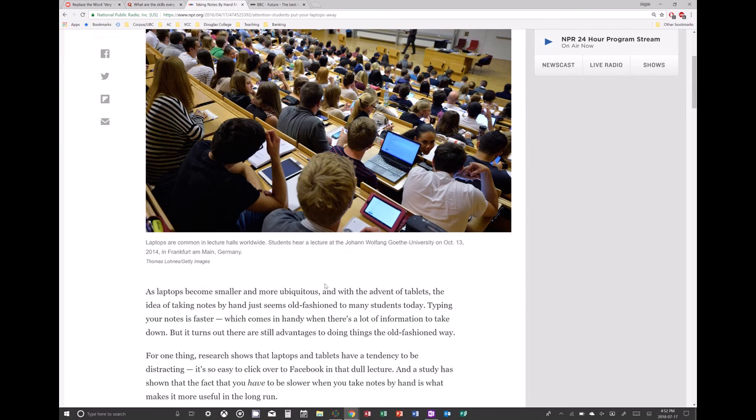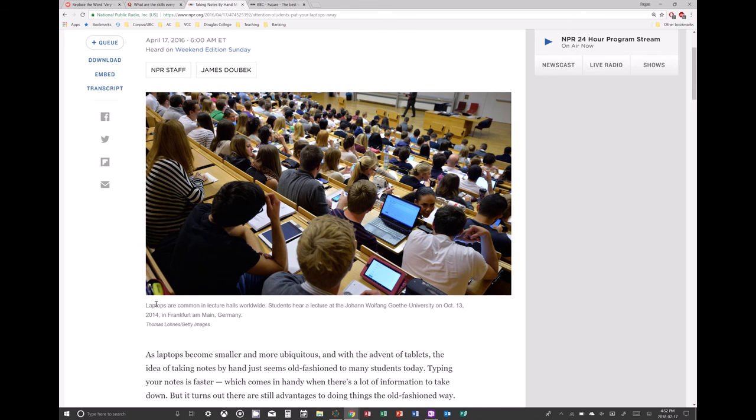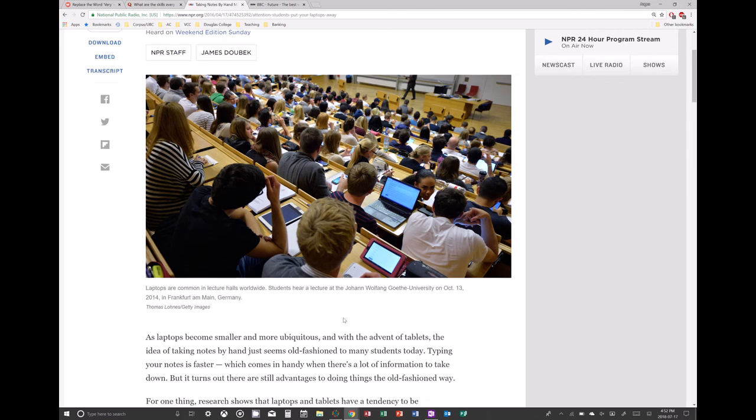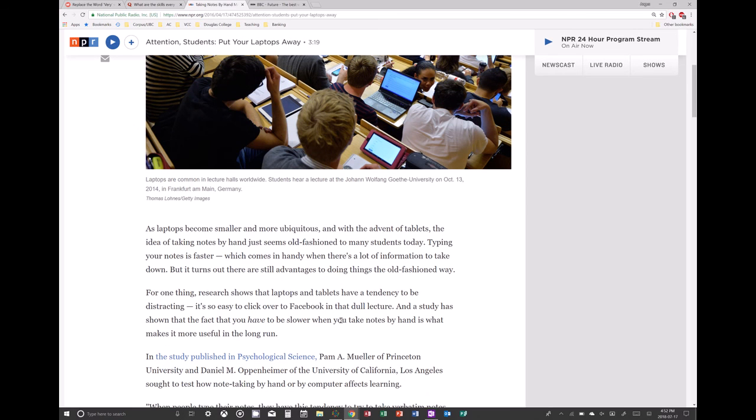You can go on. So scrolling down, we can take a look at this picture and see the caption here. It reads, "Laptops are common in lecture halls worldwide. Students hear a lecture at the Johann Wolfgang Goethe University on October 13, 2014 in Frankfurt am Main, Germany." So, for example, you can just simply read the article out loud, and you can keep going: "As laptops become smaller and more ubiquitous, and with the advent of tablets, the idea of taking notes by hand just seems old-fashioned to many students today." I'm going to stop right there. Even in this first sentence, I can show you what I was talking about in terms of vocabulary.